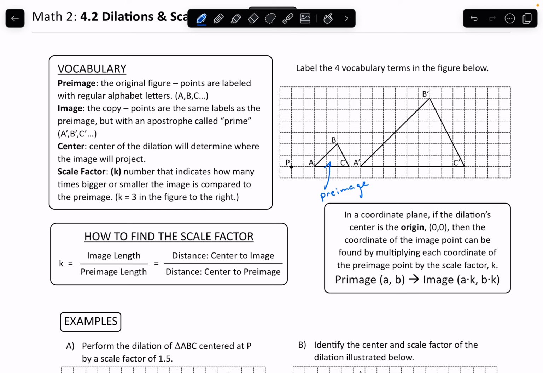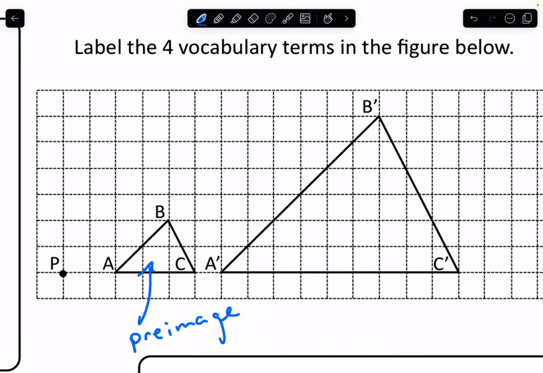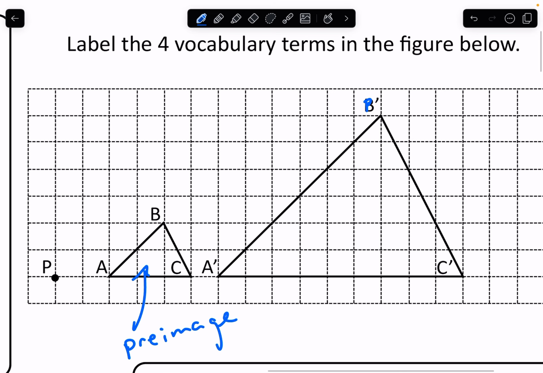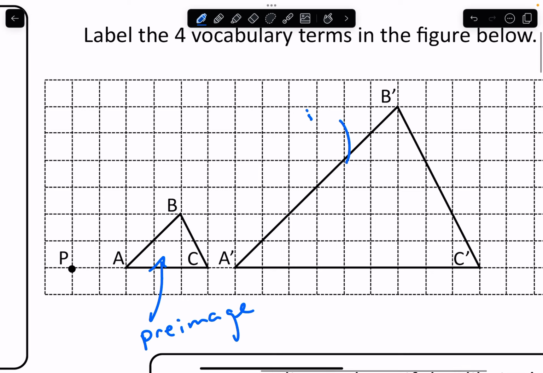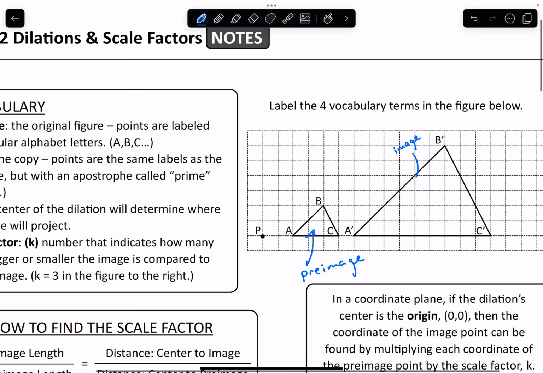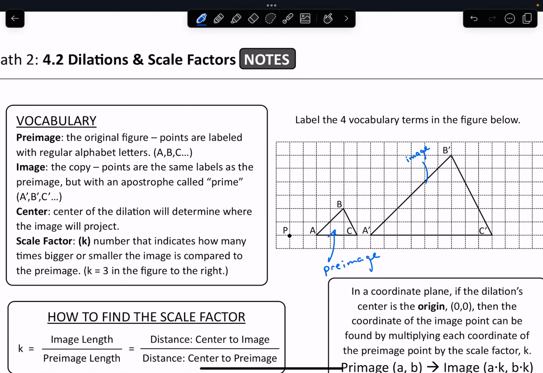Now, the bigger triangle to the right, we know that it's the image. It's a copy. It's a blown up version of the little triangle on the left because of these little apostrophes. We read this B prime. In math, that apostrophe, you don't say B apostrophe, you say B prime, A prime, C prime. So we know that this is the image. This is the blown up copy of the original pre-image over to the left.